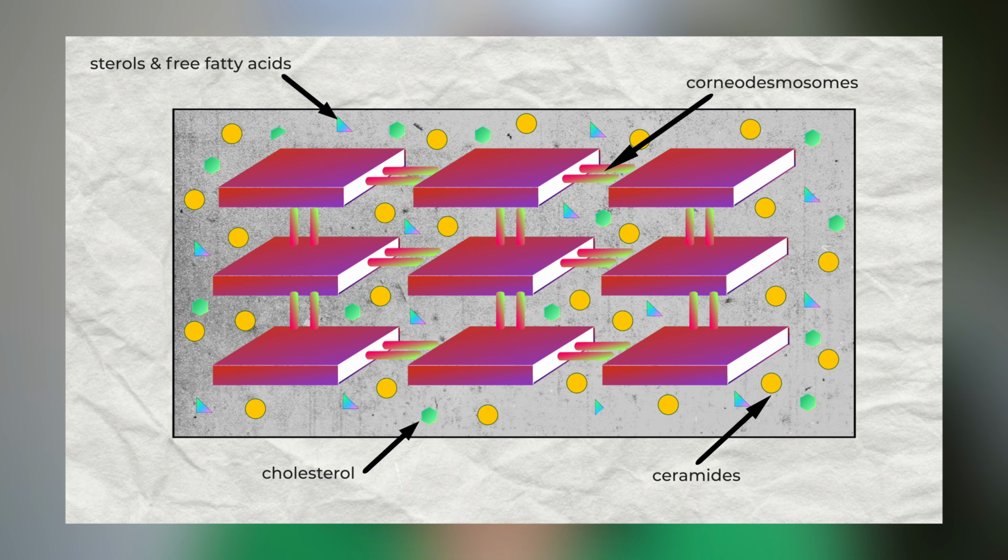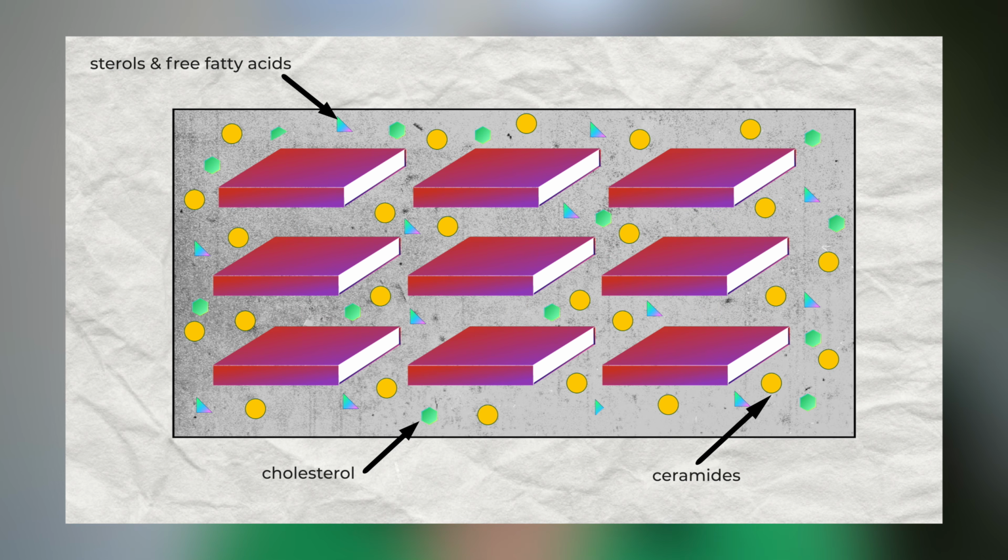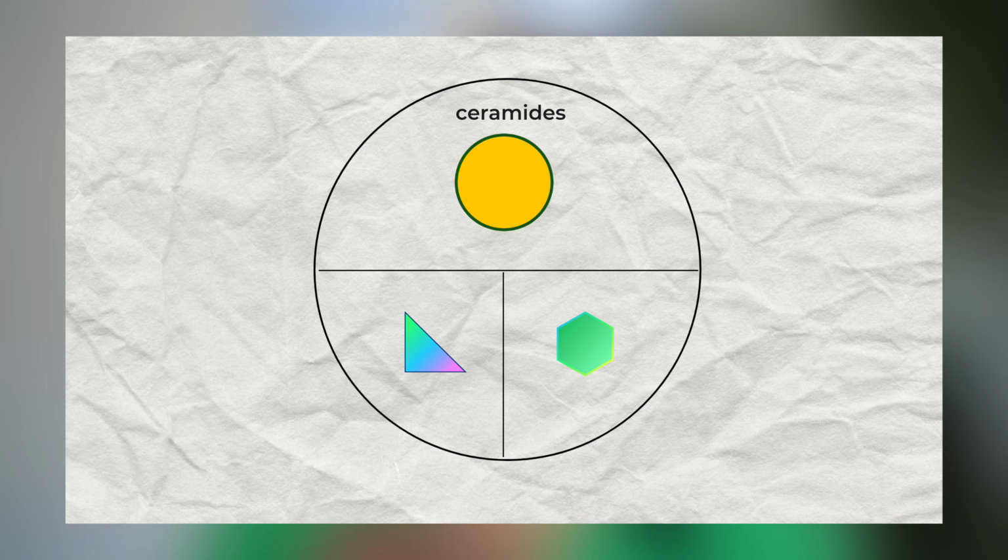So these rivet-like structures you see here are called corneodesmosomes, and they also play an important role in the structure of the stratum corneum, but they're not exactly relevant in this context, so we're just going to go ahead and ignore them today. Now, the ceramides, however, they're the real stars of the show today.